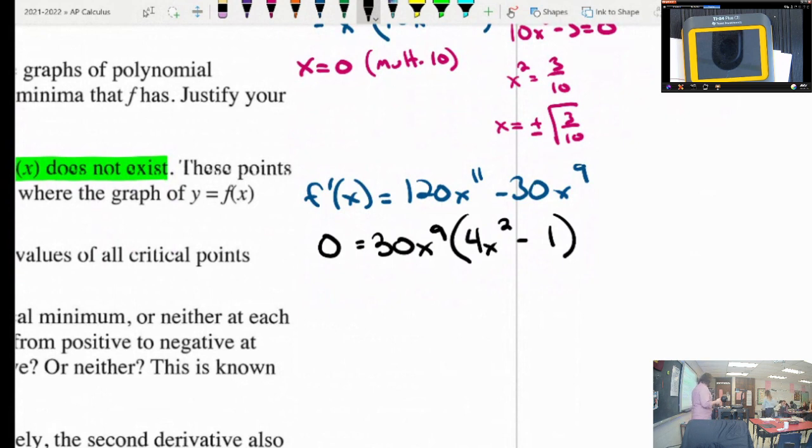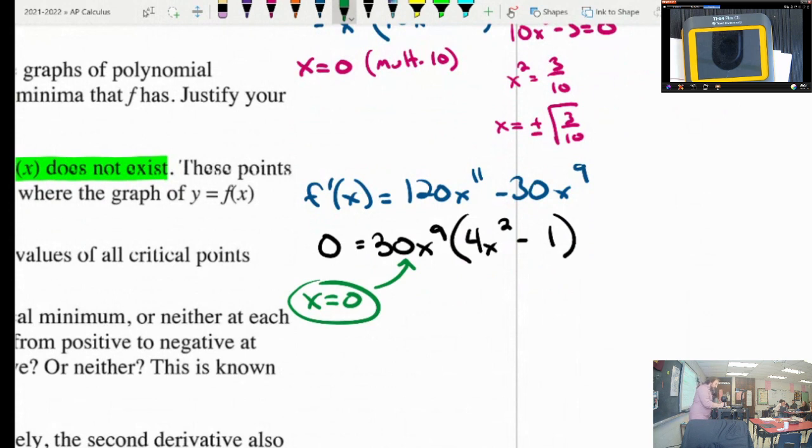So right now we're good. We're just going to find out where it's 0. A really easy answer, x equals 0. Because that's what makes this term equal to 0. That's a critical value. And it should be noted that it does have odd multiplicity, which will help you later on, but we'll get to that in just a moment.